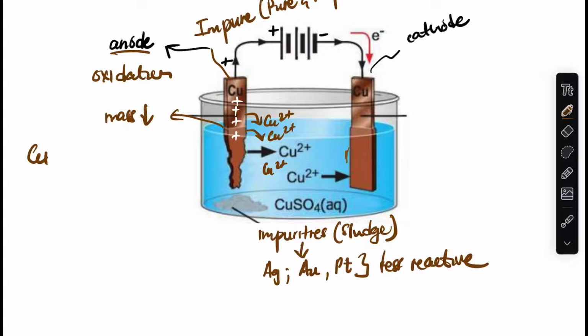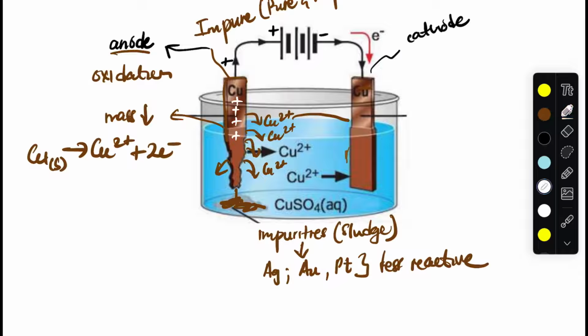The copper, which was solid copper, is oxidized to Cu2+, and the Cu2+ ions are going there, right? And the impurities are falling to the bottom of the tank. At the same time, the Cu2+ ions are going there, since this is gaining electrons and becomes negatively charged. So all the Cu2+ ions are attracted there. When they're attracted there, they cause a mass increase.